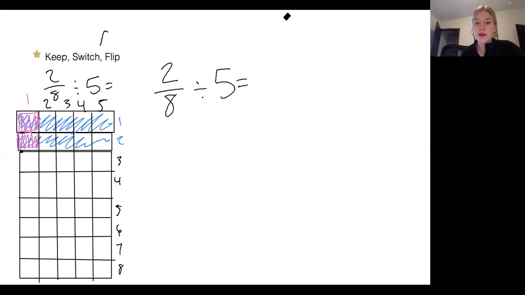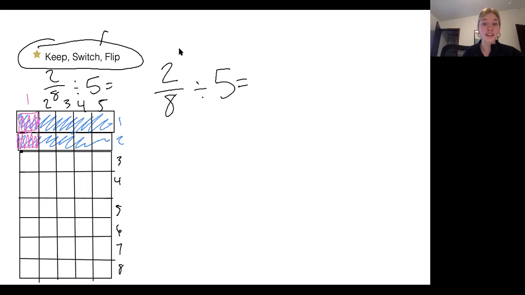So 2/8 divided by 5. This looks challenging. I need to keep my rule in my thoughts as I do this in the same order every time. I keep, switch, and flip in the same order. Okay, so I'm going to keep my first number here. I'm going to keep 2/8.